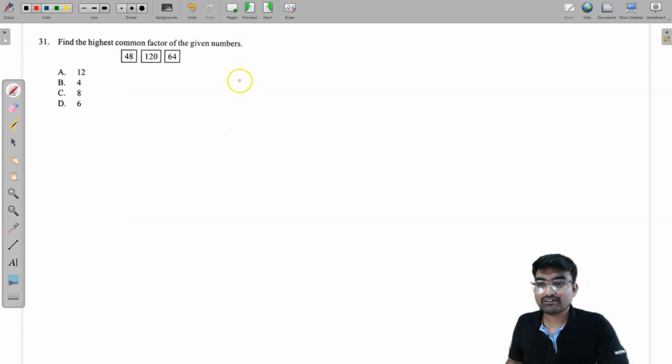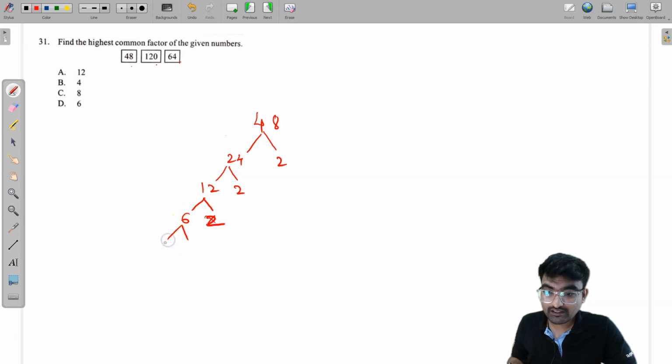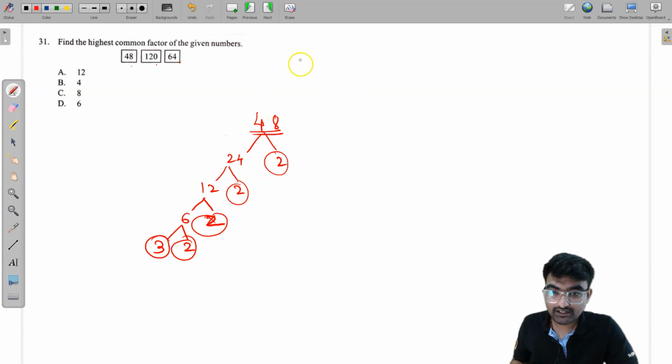Now question number 31. Find the highest common factor of the following numbers: 48, 120 and 64. So write first the factors of 48, that is 24 into 2. Again 24 can be written as 12 into 2. 12 can be written as 6 into 2, right, and 6 can be written as 3 into 2. Right. So now 2, 2, 2, 2 and 3 are the factors of 48. Correct. So I'll just write them: 2 into 2 into 2 into 2 into 3.